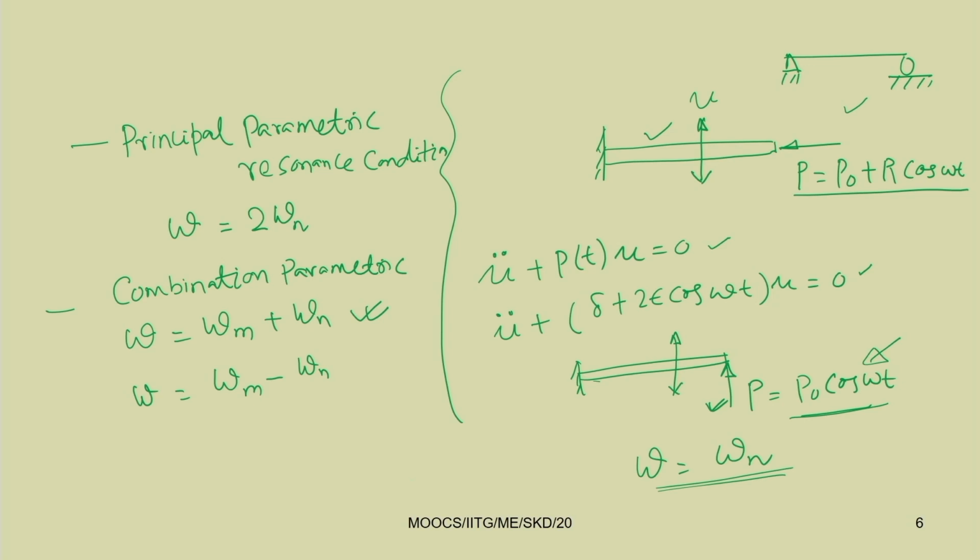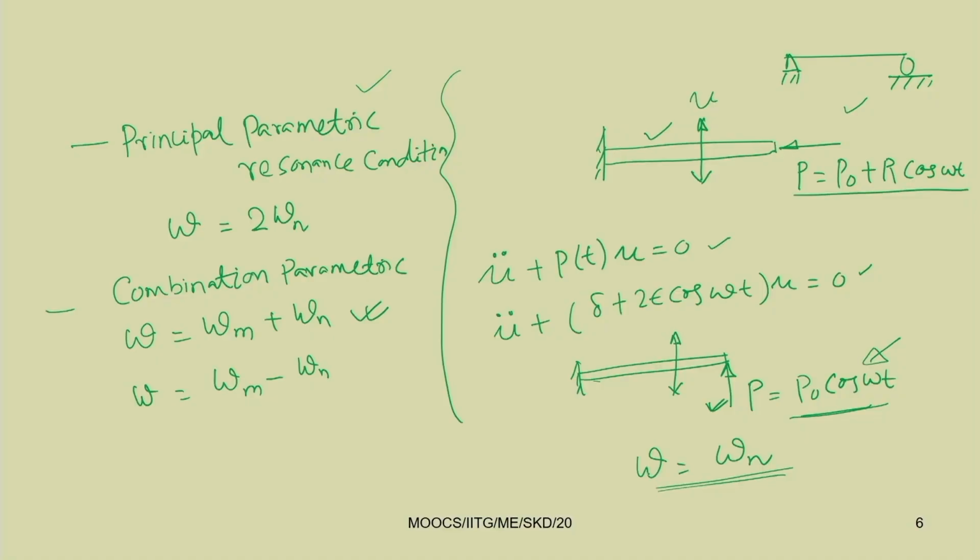So you have observed that in a parametrically excited system, the resonance conditions occur away from the natural frequency. It may occur at twice the natural frequency, which is known as principal parametric resonance, or it can occur at a frequency which may be a sum or difference type of combination of natural frequencies. But in the case of direct excitation, resonance will occur at a frequency near the natural frequency of the system.